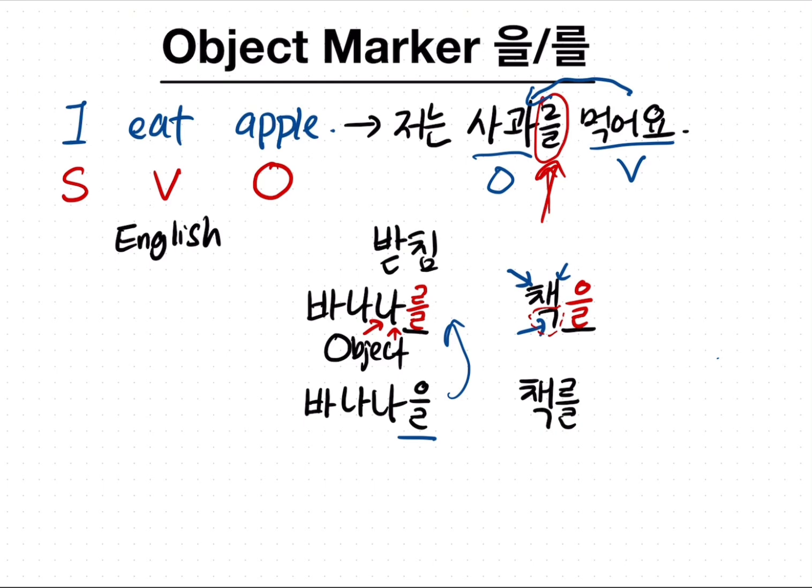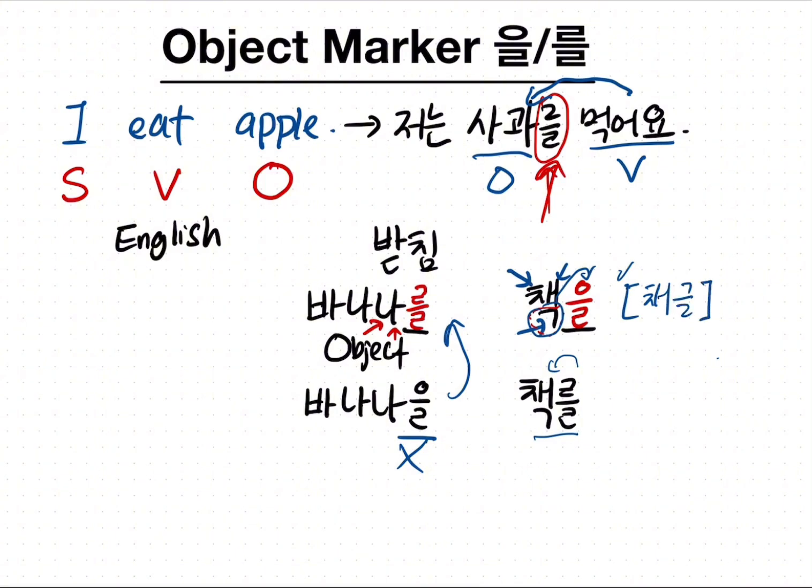So 바나나 을 is wrong. Okay, and 책. This is more obvious. Okay, 책을 is the correct way. How about this? 책를. In fact, this is hard to say. It's very awkward to pronounce this 를 with this 책. Okay, the pronunciation is actually 책을.